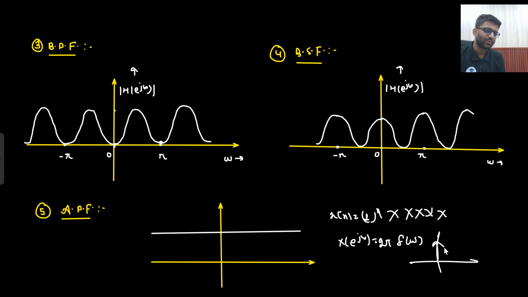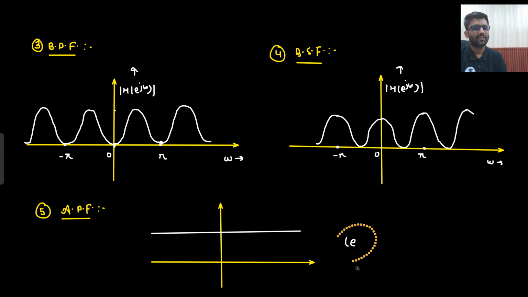So only at omega equal to 0 you are having the impulse, then at 2 pi and then minus 2 pi. So 0, 2 pi, minus 2 pi. Between minus pi to pi, only 0 frequency is being passed. That means 1 to the power n is a low pass filter. Okay. So all pass filter will be simply what? Delta n. All pass filter will be delta n.